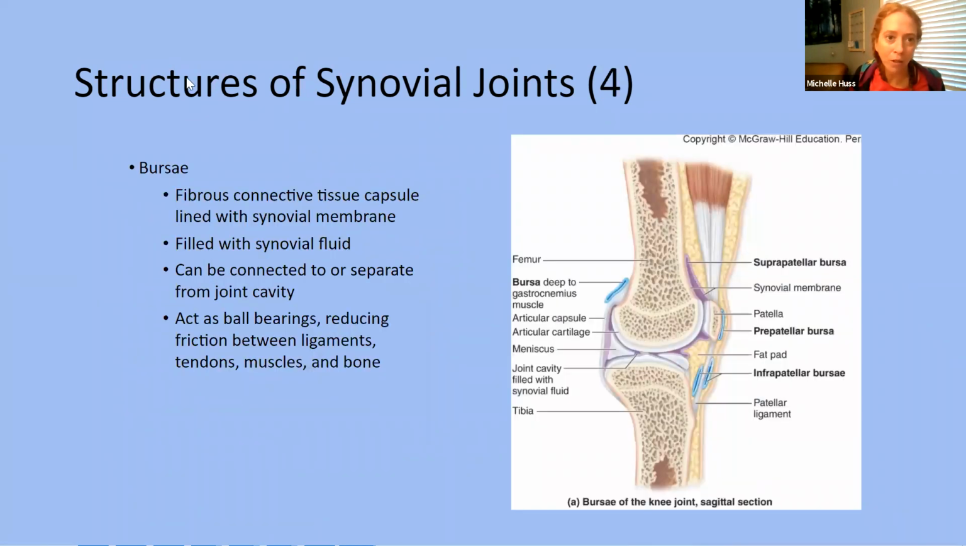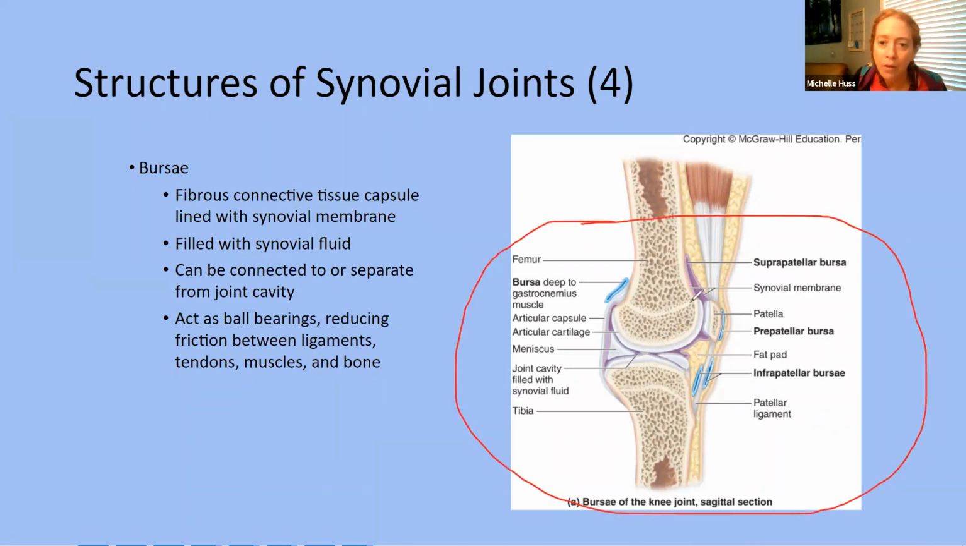Okay, here's another one. I actually like this picture because it has more on it. So this is a good picture, I think. Okay, so what do we have on here? We can see the meniscus, right? So we've got the articular cartilage. So all the things that we know about already, articular cartilage on both sides of the bones. We have the whole joint cavity and the synovial fluid inside of it.